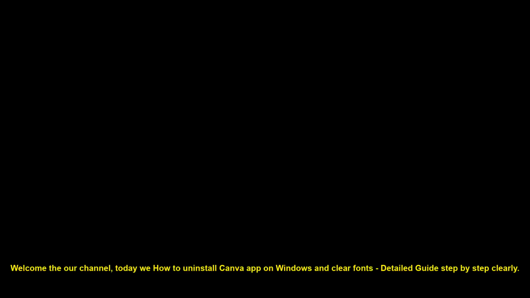Welcome to our channel. Today we show how to uninstall the Canva app on Windows and clear fonts, in a detailed guide, step by step, clearly. To uninstall the Canva app on your Windows computer, start by clicking on the Start menu located at the bottom left corner of your screen.